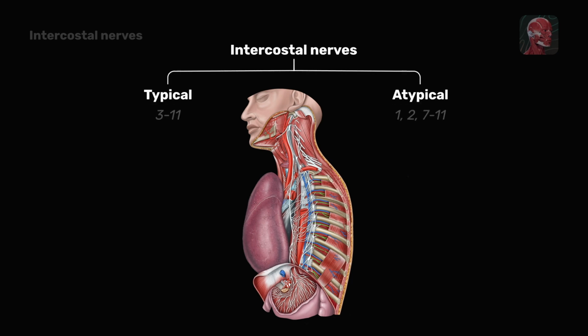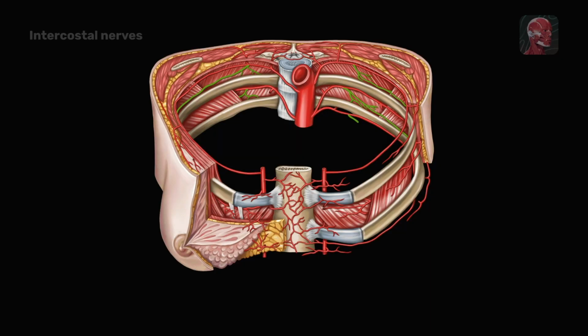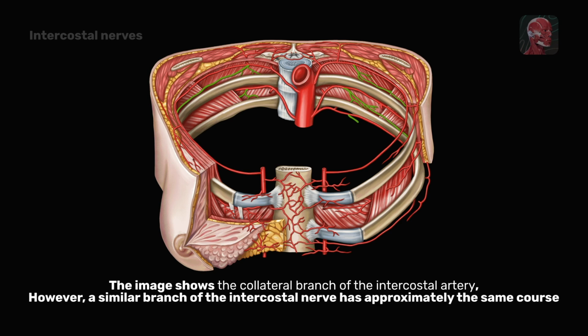Intercostal nerves may be typical or atypical. Nerves from the 3rd to the 11th are typical. In the posterior divisions of the ribs, they pass within the endothoracic fascia between the parietal pleura and the internal intercostal membrane, and in the area of the rib angle between the internal and innermost intercostal muscles. Moreover, in the area of the angle, the collateral branch departs from the 3rd to the 6th nerves, following the superior border of the underlying rib.